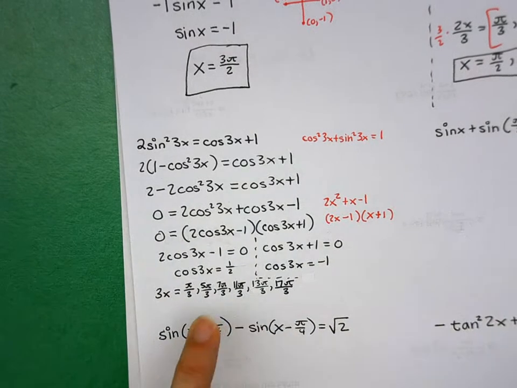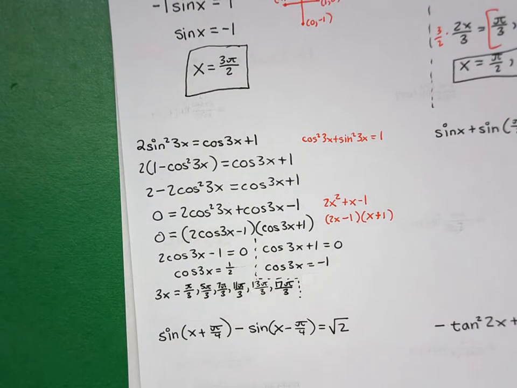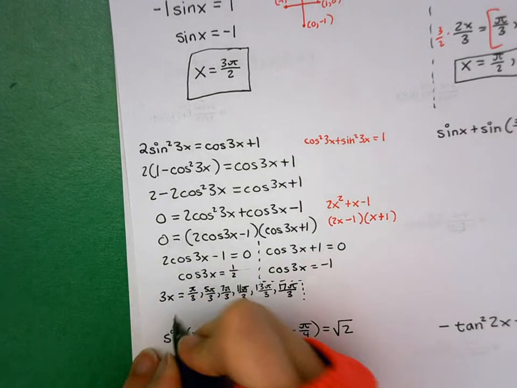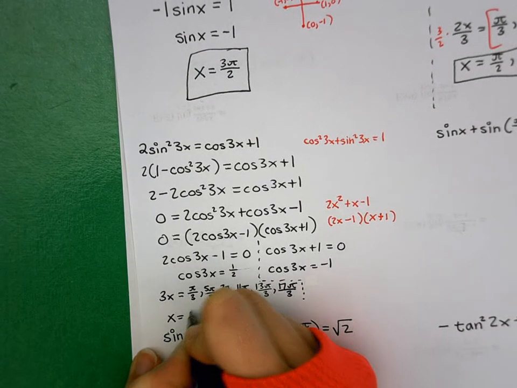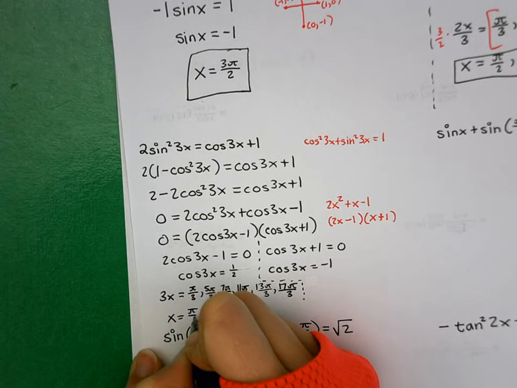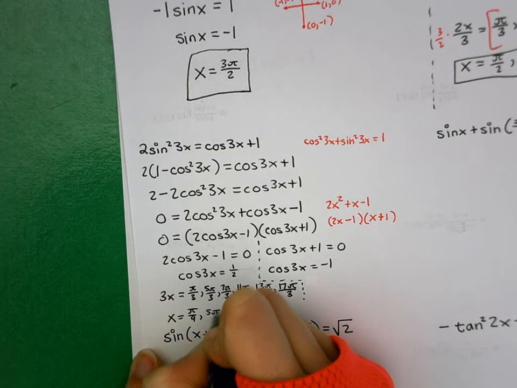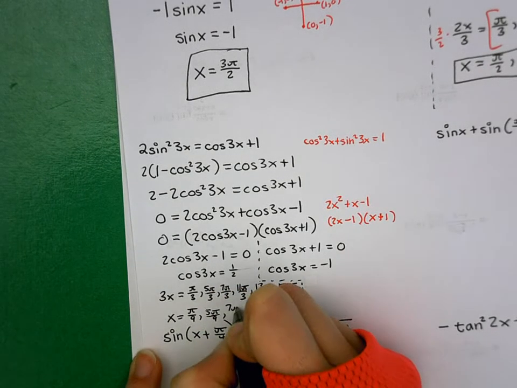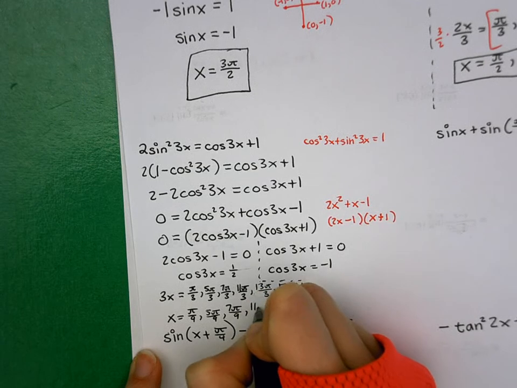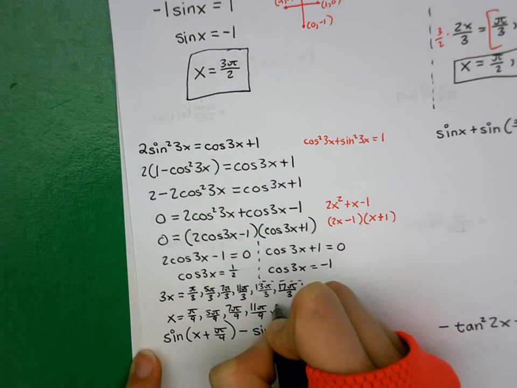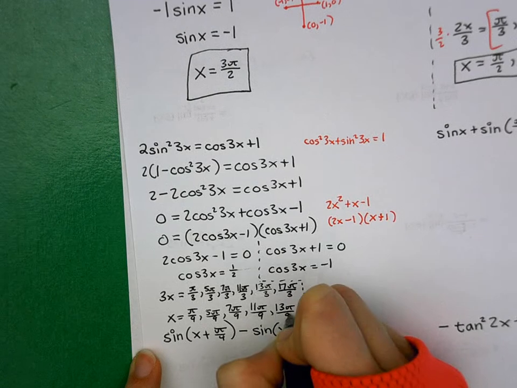Okay, so 3 rotations, and so then dividing by 3, my angles would be pi over 9, 5 pi over 9, 7 pi over 9, 11 pi over 9, 13 pi over 9, and 17 pi over 9.